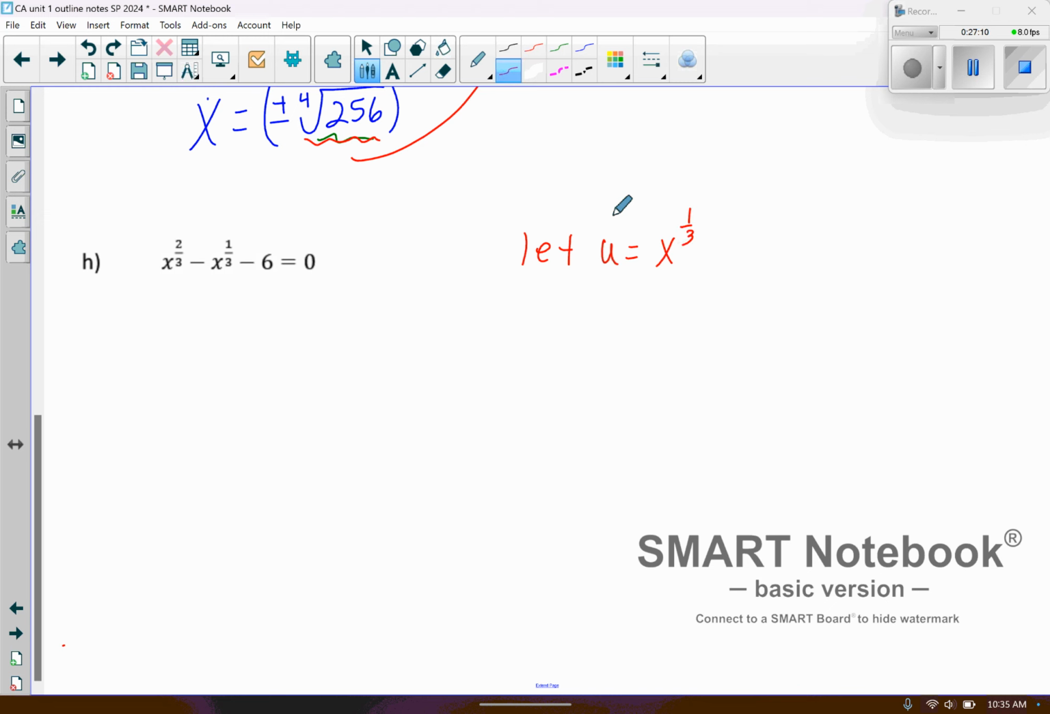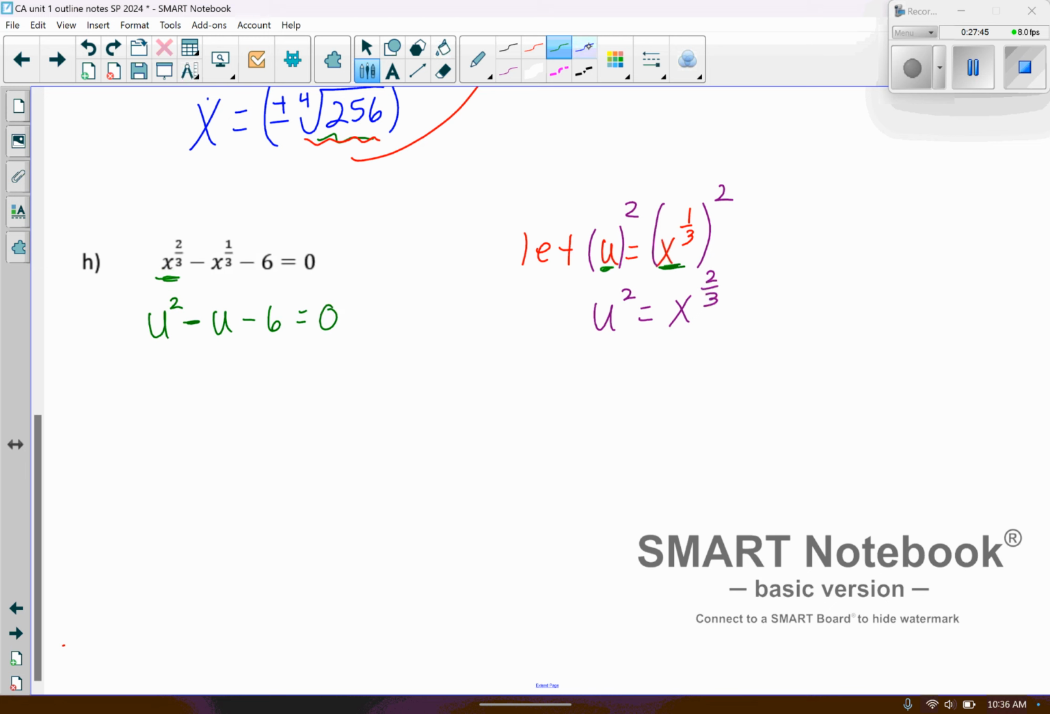Well, if I were to square both of these, then that would mean that u squared is equal to, and then here you multiply, right? So this would become x to the 2/3. So for x to the 2/3, for a moment, I'm just going to replace it with u squared. And then over here, minus x to the 1/3 is actually just equal to u. So I'm going to replace that with a u. And then we're going to have minus 6 equals 0.